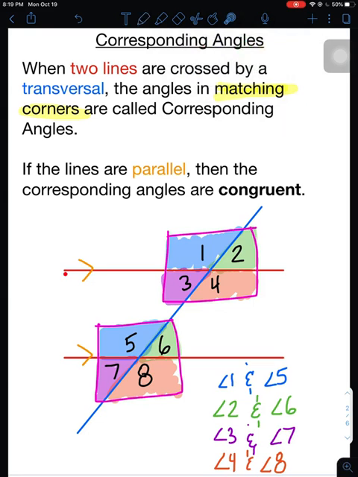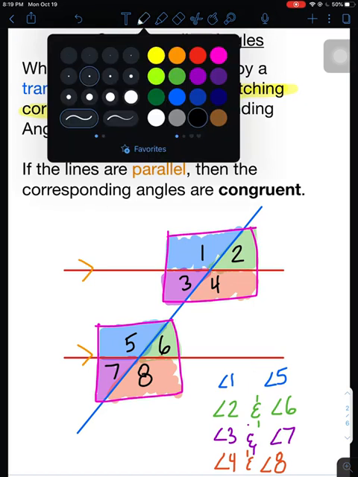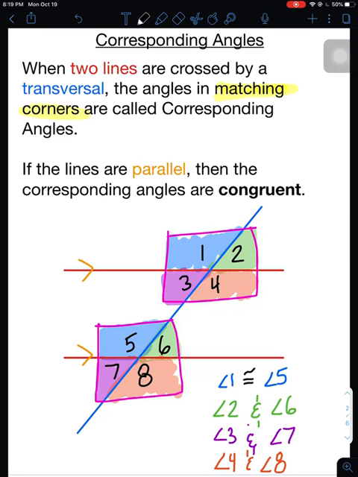All right, now, since these two red lines are parallel, my corresponding angles are congruent. That means angle 1 and angle 5 are congruent. That means that angle 2 and angle 6 are congruent. That means that angle 3 and angle 7 are congruent. And that means that angle 4 and angle 8 are congruent.